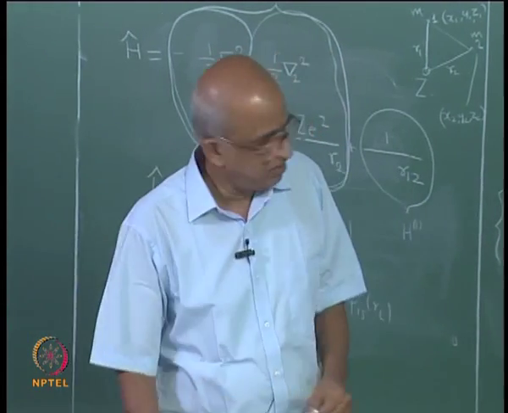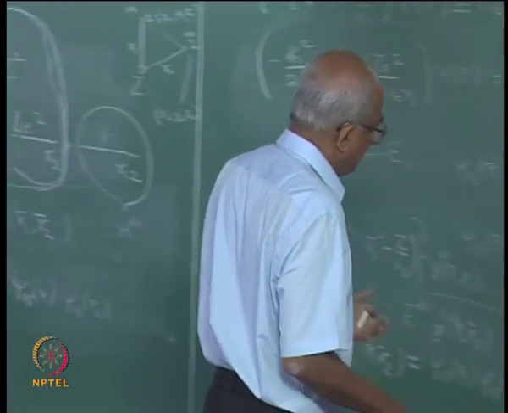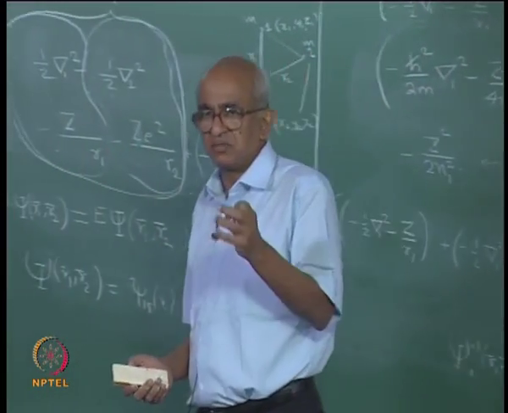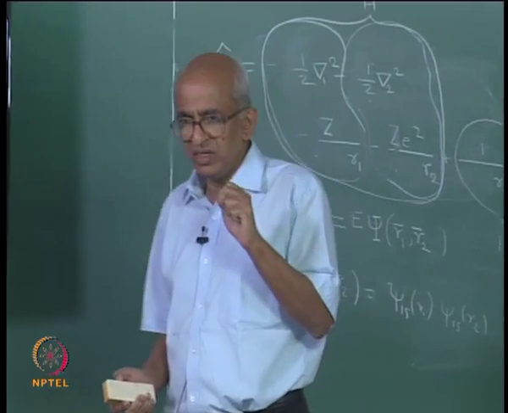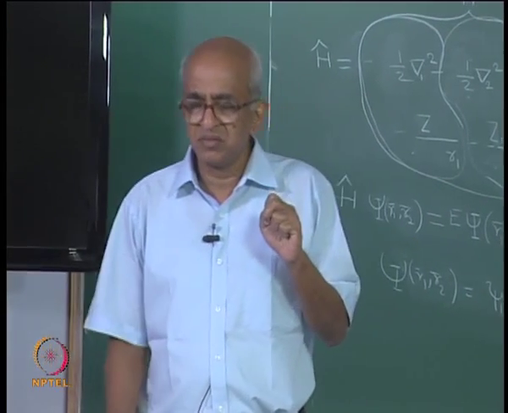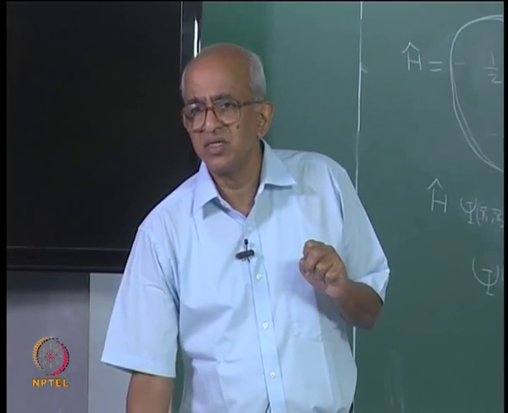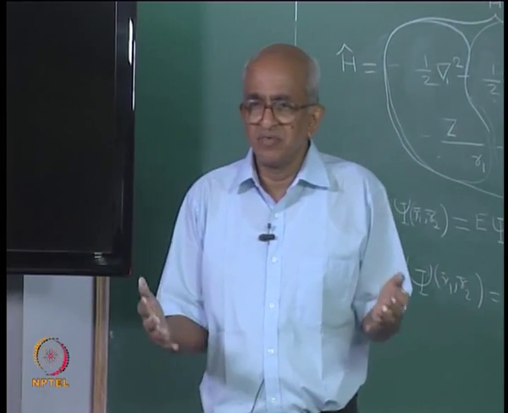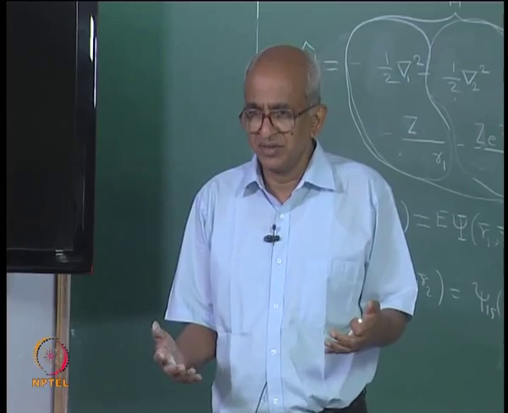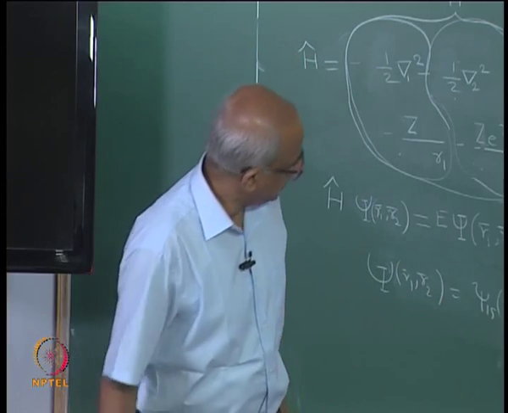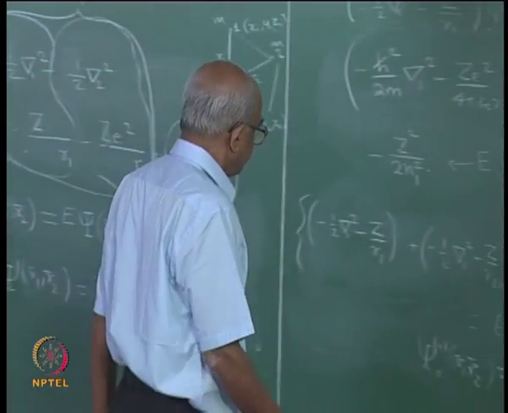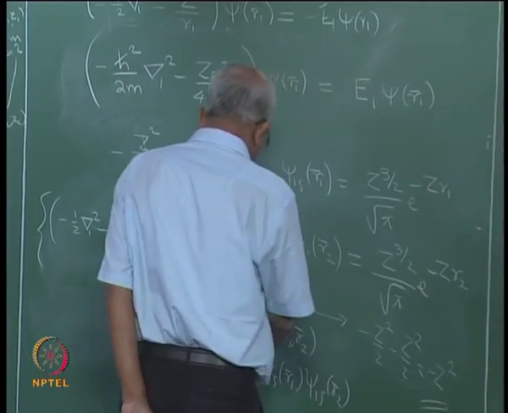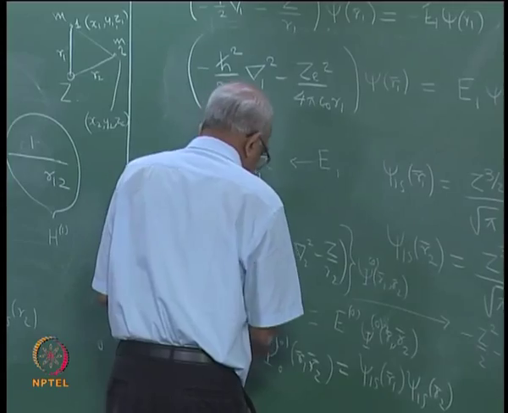And now we want to do better, and to do better we can actually make use of the variation method. So how will I make use of the variation method is the question. You have to get an approximate wave function, an approximate trial function. What is the wave function that we were using here? The wave function that we were using here is this one.